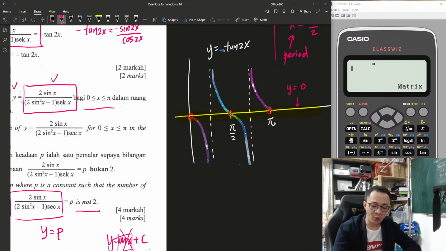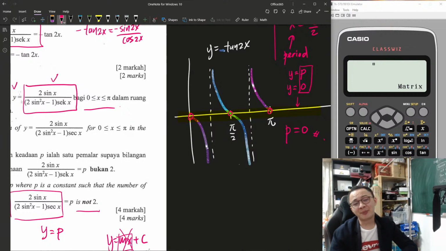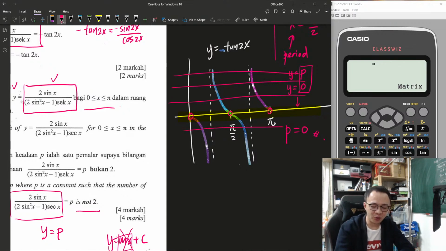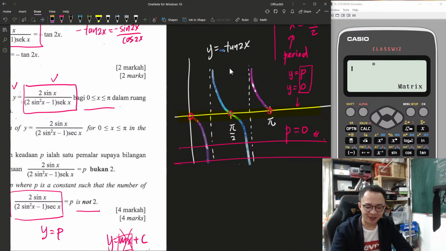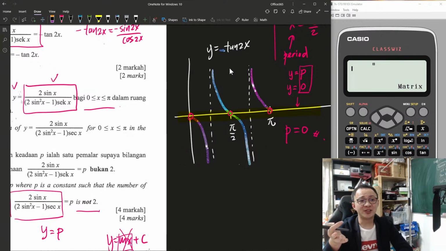Since just now we know y equals p, so by comparing this one, I know p equals 0. Yeah, so when p equals 0, I have 3 solutions, which is not 2, because the question asks what's the value of p so that the number of solutions is not 2. Because you can try to draw any horizontal line, you realize you will only touch 2 points here except p equals 0. Okay, you get my idea? Some students call this something like the horizontal test. You can do something like this to find out what your p value is. I hope you kind of understand what's going on here.